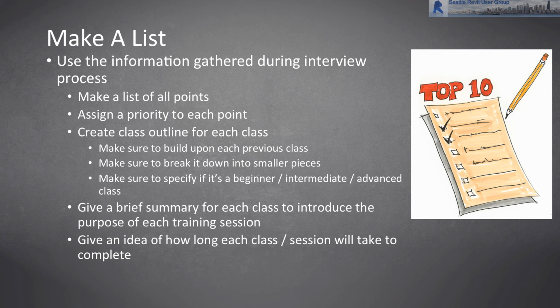So now you've done all the talking, you've figured out where you are. Now you need to make a list. And the list is, you gathered all your information. Now you make the list of all the points and you assign a priority to each point. What is the key thing that keeps coming up over and over again? Maybe that should be priority 1, so on and so forth. Right? Then you create a class outline for each class.